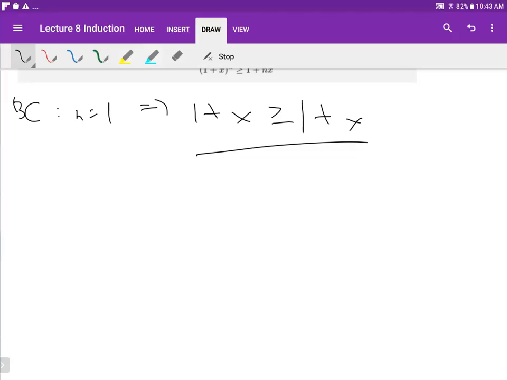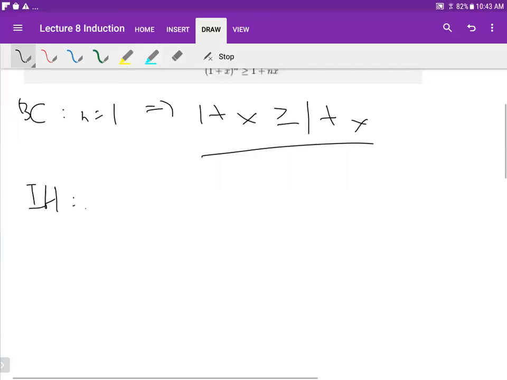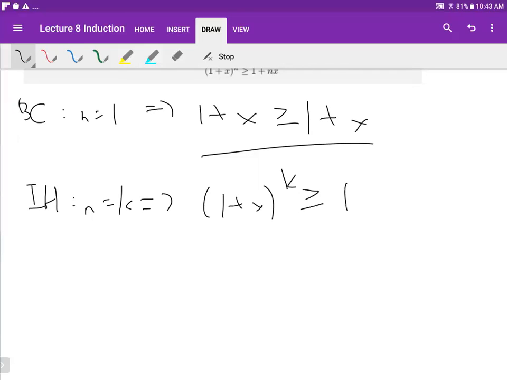Now we have the inductive step. So let's assume the inductive hypothesis: for some n equals k, we have that 1 plus x to the k is greater than or equal to 1 plus kx.